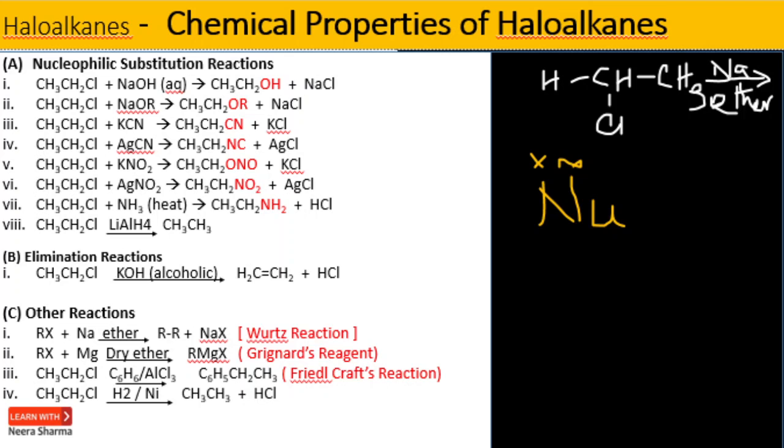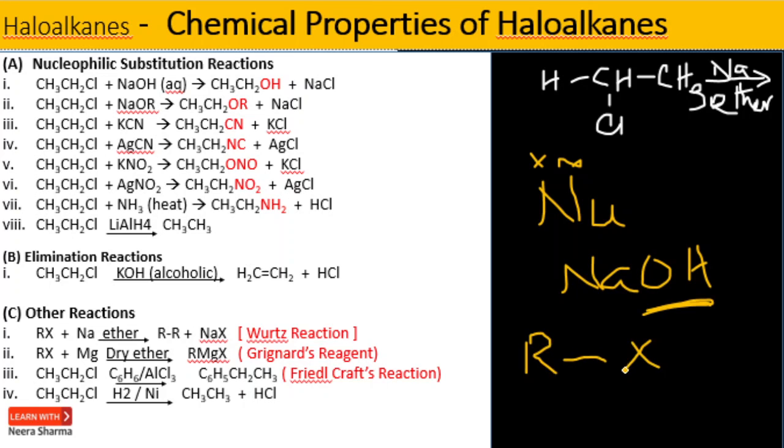If I say NaOH, what is the nucleophile in NaOH? The OH minus is the nucleophile. In NaOR, the OR minus is the nucleophile. In this bond R-X, the halogen gets a slight negative charge and the carbon gets a slight positive charge. The electronegativity of the halogen is more, so the halogen is removed as X minus, and the nucleophile gets attached to R. So I'll get R plus the nucleophile.